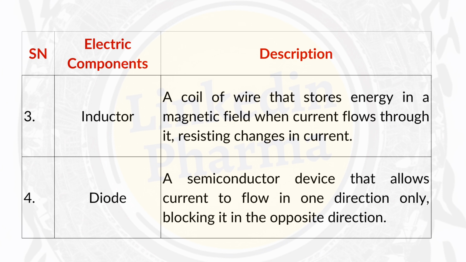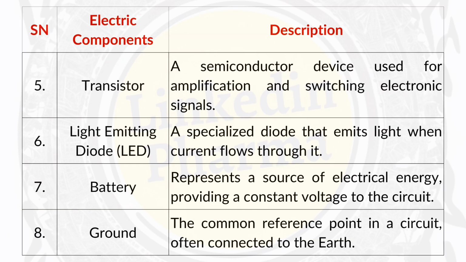Diode. Description: a semiconductor device that allows current to flow in one direction only, blocking it in the opposite direction. Transistor. Description: a semiconductor device used for amplification and switching electronic signals. Light-emitting diode, LED. Description: a specialized diode that emits light when current flows through it. Battery. Description: represents a source of electrical energy, providing a constant voltage to the circuit.